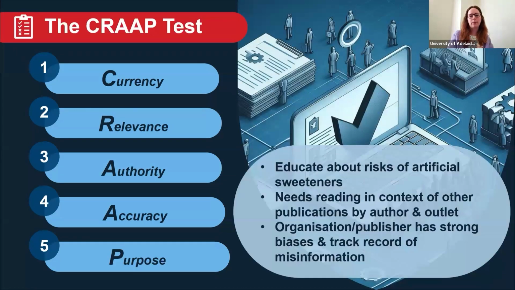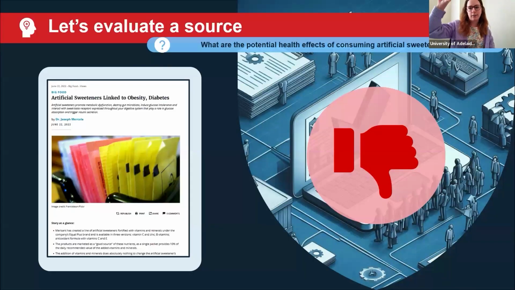Okay, and the final point is purpose. Obviously, the purpose here is to educate about the risks of artificial sweeteners, but it needs reading in the context of other publications by the author and the outlet, and the organisation and publisher does have strong biases and a track record of misinformation. So doing that extra contextual research about the origins of an article, not just the author, but the context in which it's been published, is really important as well. So in summary, this gets a thumbs down. It does not pass the CRAAP test.